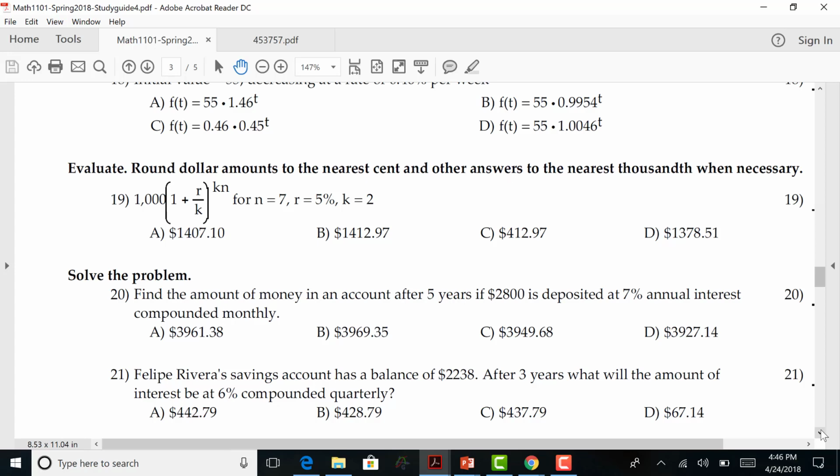So, you end up with 2238 times 1 plus my interest rate, 6%, that's 0.06, compounded quarterly, which is 4, and then 4 times 3 years, which is 12. Put that in your calculator. Whatever answer you get, subtract 2238 from it.